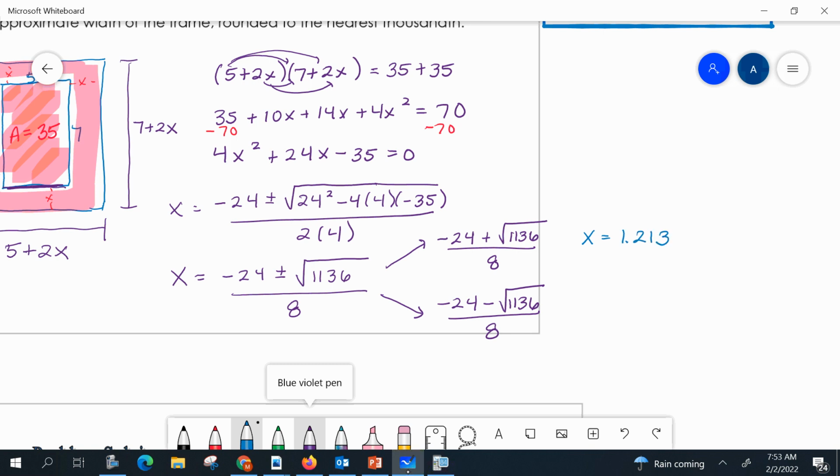1.213. Now, we can go ahead and type this in, but you know what? Number sense tells me that if I'm going to take a negative 24 and subtract the square root of 1,136, this is going to give me a negative. And in this situation, a negative isn't going to make sense for our width. So what we would say for our answer is the width of the frame is 1.213 inches all the way around. And that would be our solution.